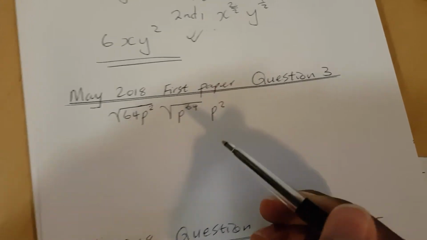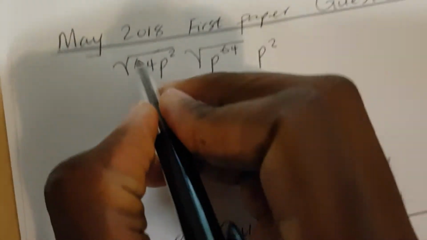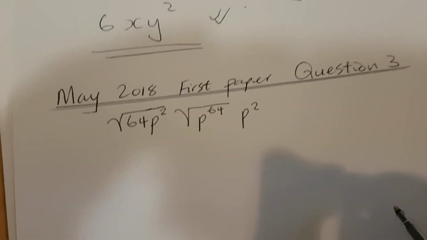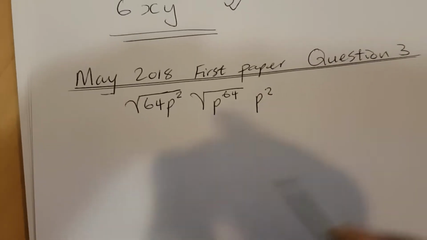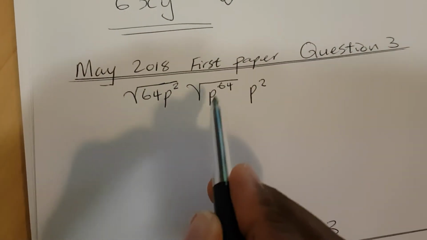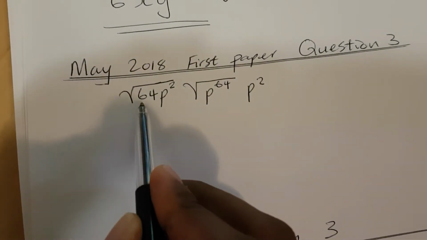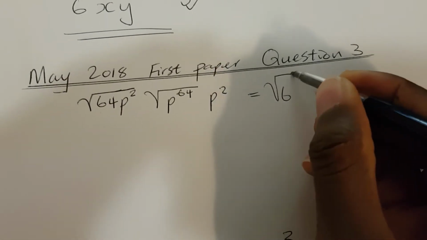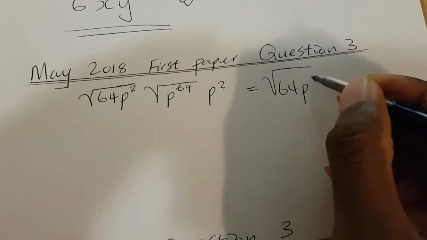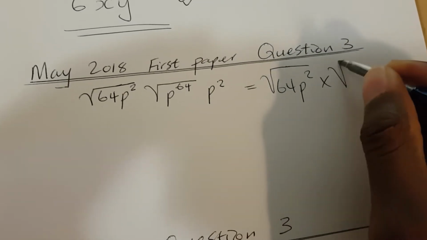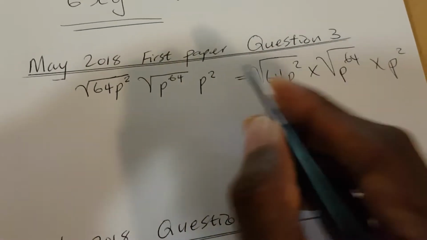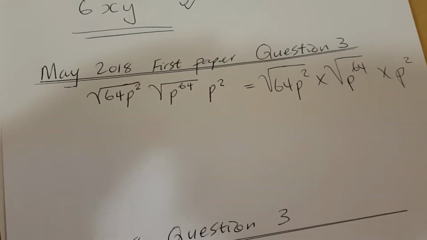We're doing this question. Now look, we have the square root of 64p squared and the square root of p to the power of 64. First of all, when it comes to these variables, they are multiplying each other. In short, we can say the square root of 64p squared times the square root of p to the power of 64 times p squared. Only the p squared doesn't have a square root.